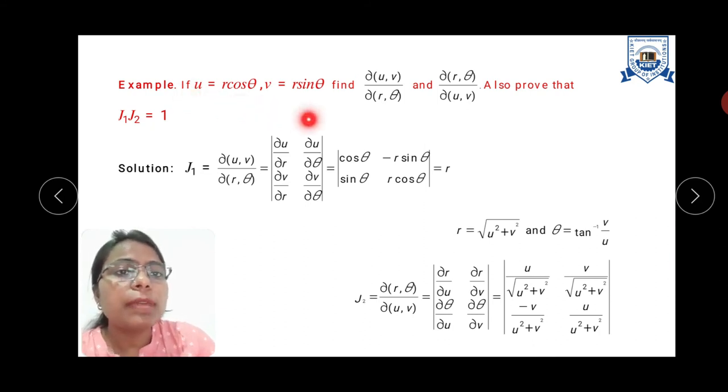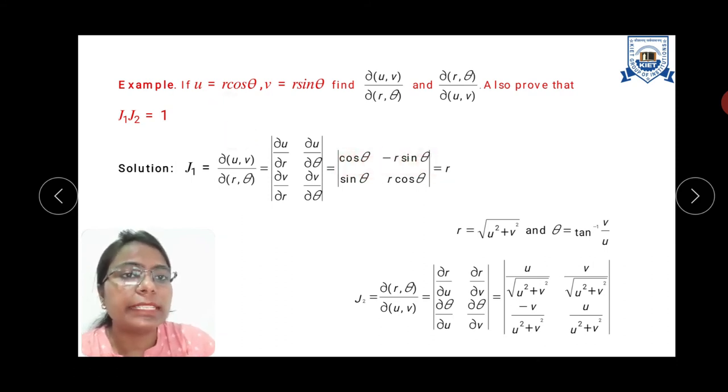If u is equal to r cos theta, and we calculate del u by del r, then we get cos theta, and del u by del theta is equal to minus r sin theta. And if v is equal to r sin theta, then del v by del r is equal to sin theta, and del v by del theta is equal to r cos theta. If we calculate the determinant of this matrix, then we get r cos square theta plus r sin square theta.